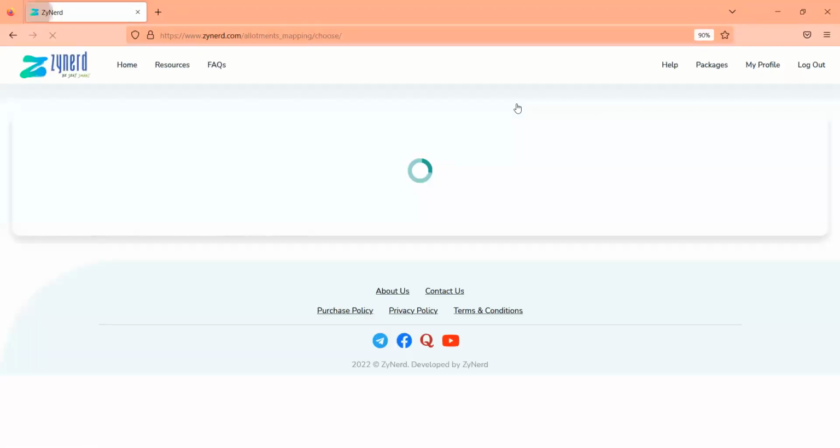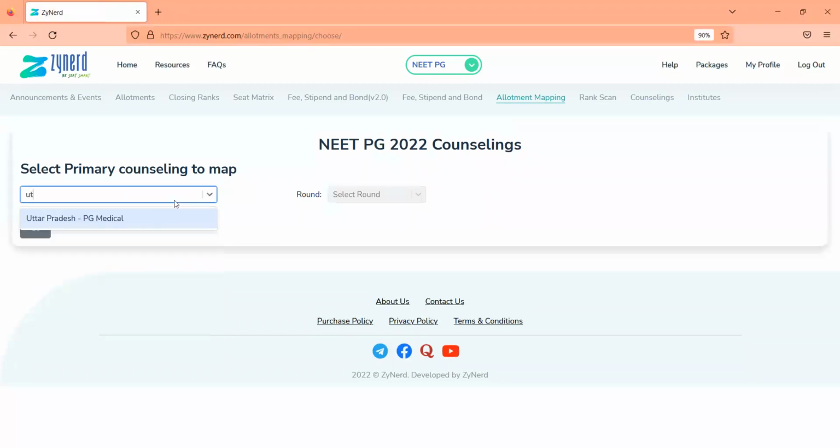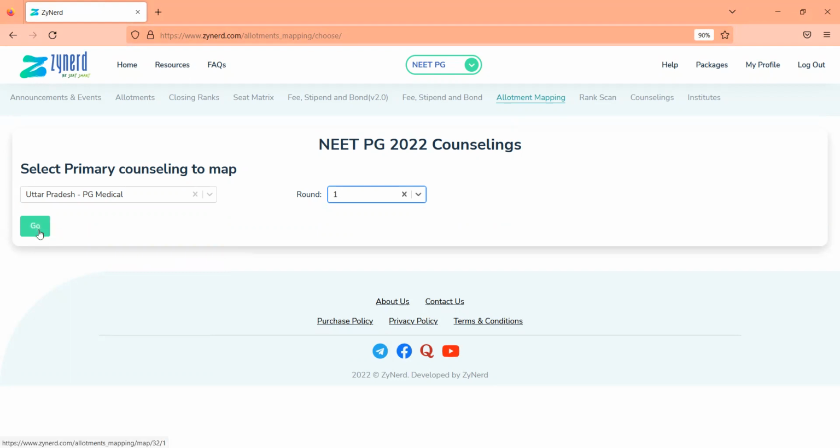Prior to that, we'll also look at how you can look at the options for your state round twos for decisions. There are 2 decisions. One is on state round 2 and the other is All India Mop-up. All India Mop-up is a decision that you have already taken because you did not join your All India round 2 seat. That is why you're looking at this entire information.